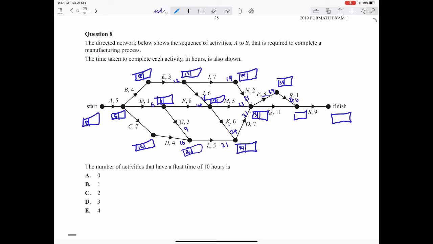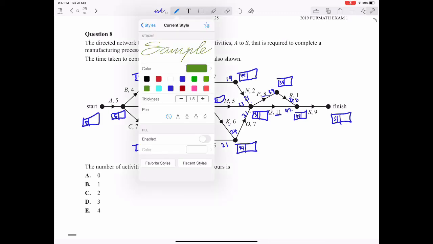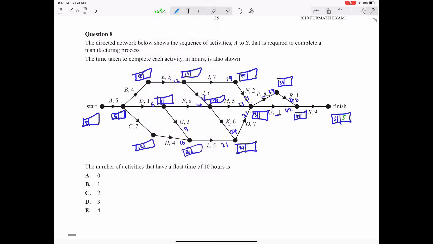31 plus 8 is 39, 39 goes in the box, 39 plus 1 is 40, 31 plus 11 is 42, largest number goes in the box, so 42 goes in the box, 42 plus 9 is 51, so therefore that's the shortest time to complete the project, 51.